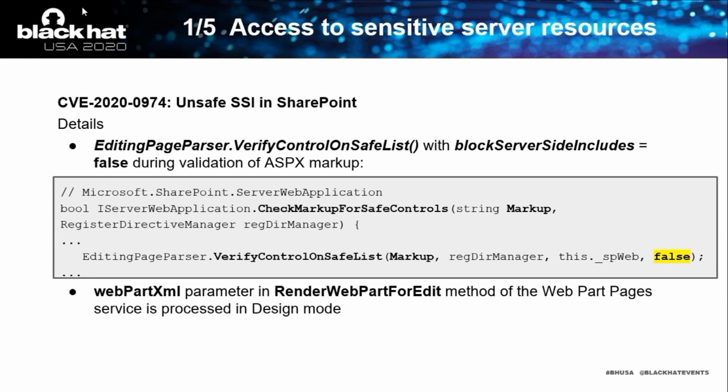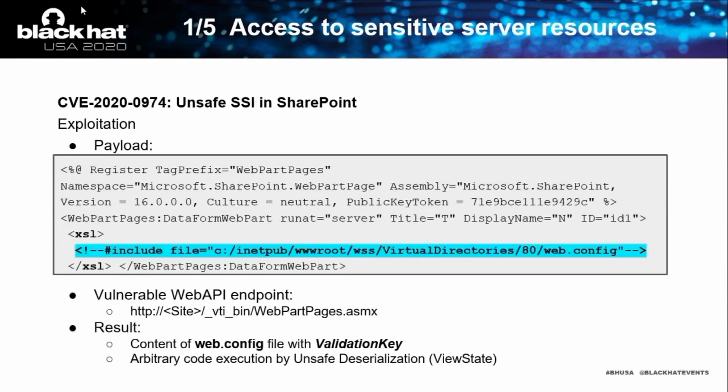The next building block for our attack: how can we provide our markup to this mode? We can send it in the webPartXml parameter of the RenderWebPartForEdit method of the web part page services. So we can try to include web.config there. Here we can see the full payload that will be sent in the mentioned parameter, and the address of the relevant web service. The server returned the entire web.config with the validation key. We used it for a ViewState-based deserialization attack, which led us to executing an arbitrary OS command on the server.